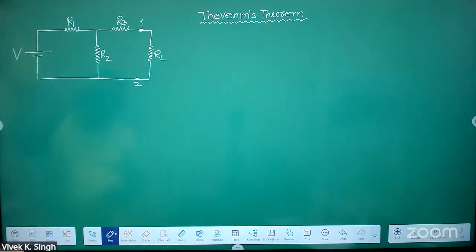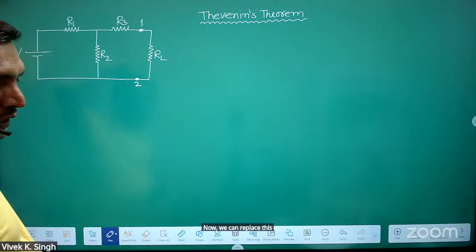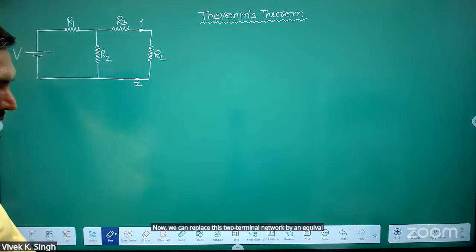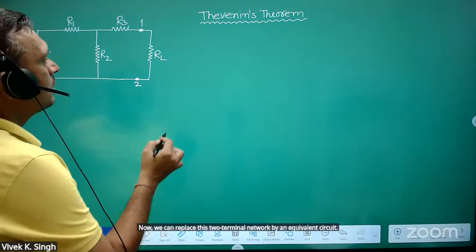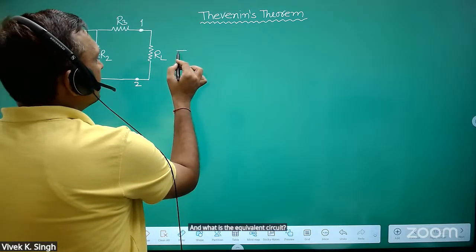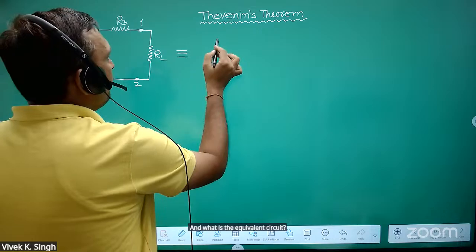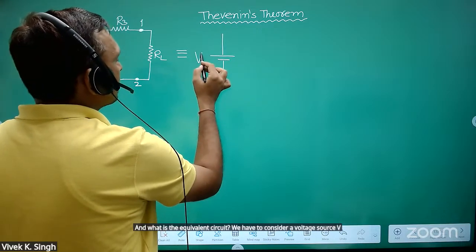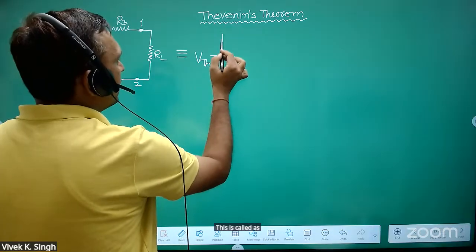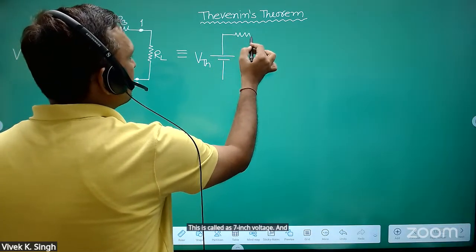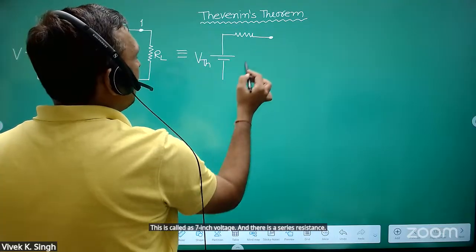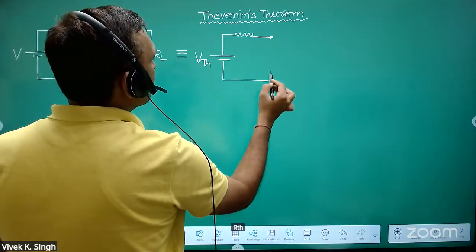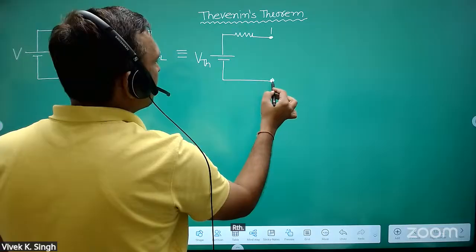Now we can replace this two terminal network by an equivalent circuit. And what is the equivalent circuit? We have to consider a voltage source VTH. This is called Thevenin's voltage. And there is a series resistance RTH. This is 1 and this is 2.